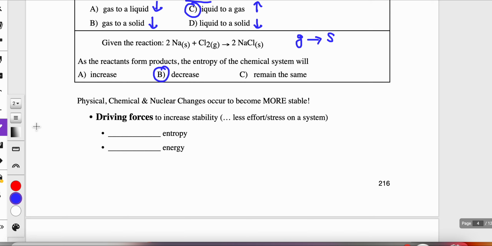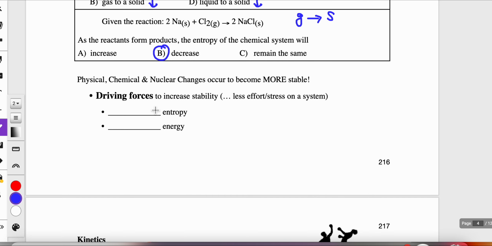The last part of this page is the driving forces of change. All around us we have natural changes, physical, chemical, and nuclear changes. And all of these changes happen out in nature so that the system becomes more stable. The driving force why each of these types of changes happens is to increase the stability, meaning whatever the product side has means it has less effort or less stress to maintain.